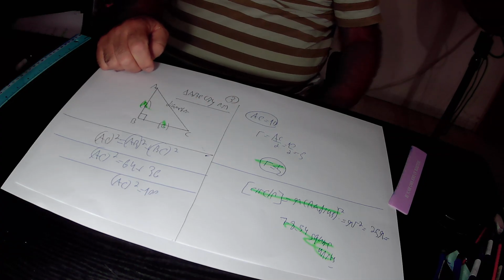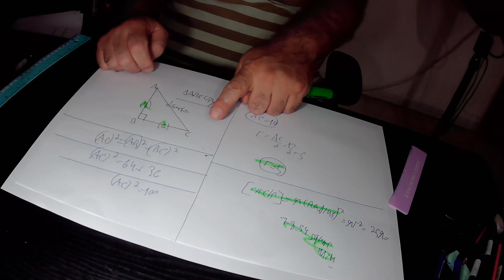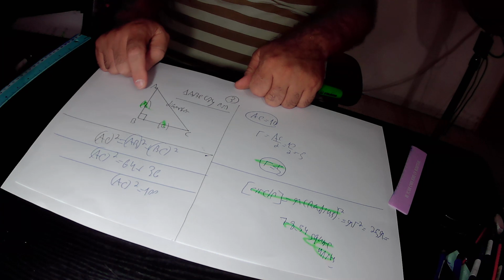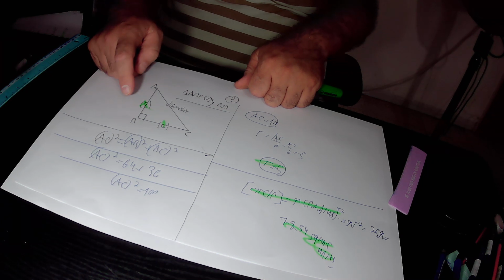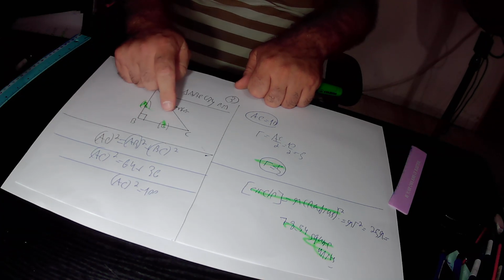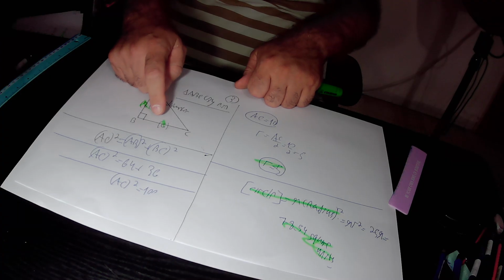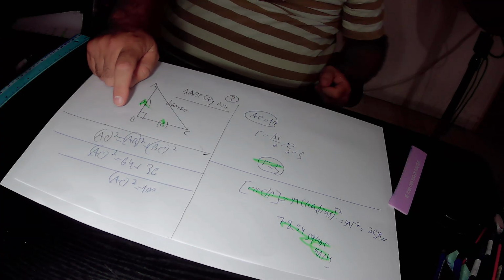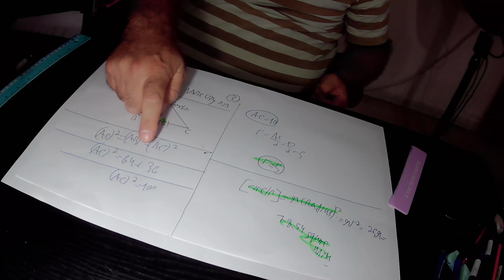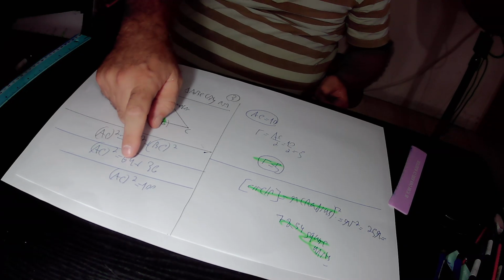According to the Pythagorean theorem, AC squared, that is the square of the hypotenuse, must be equal to AB squared plus BC squared. AB is 8, therefore AB squared is 8 squared, that is 64, plus BC squared. BC is 6, therefore BC squared is 6 squared, that is 36. So in total AC squared equals 64 plus 36, that is 100.